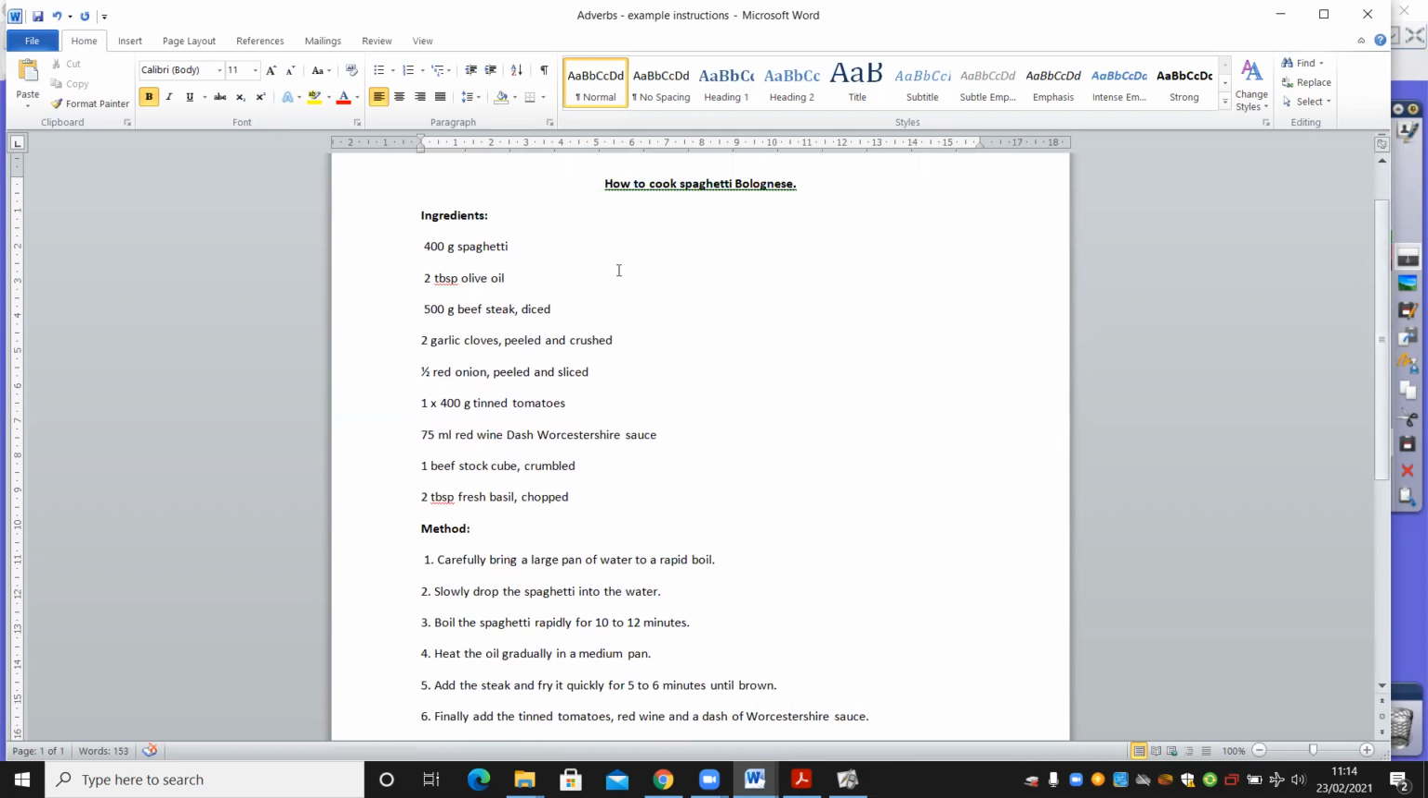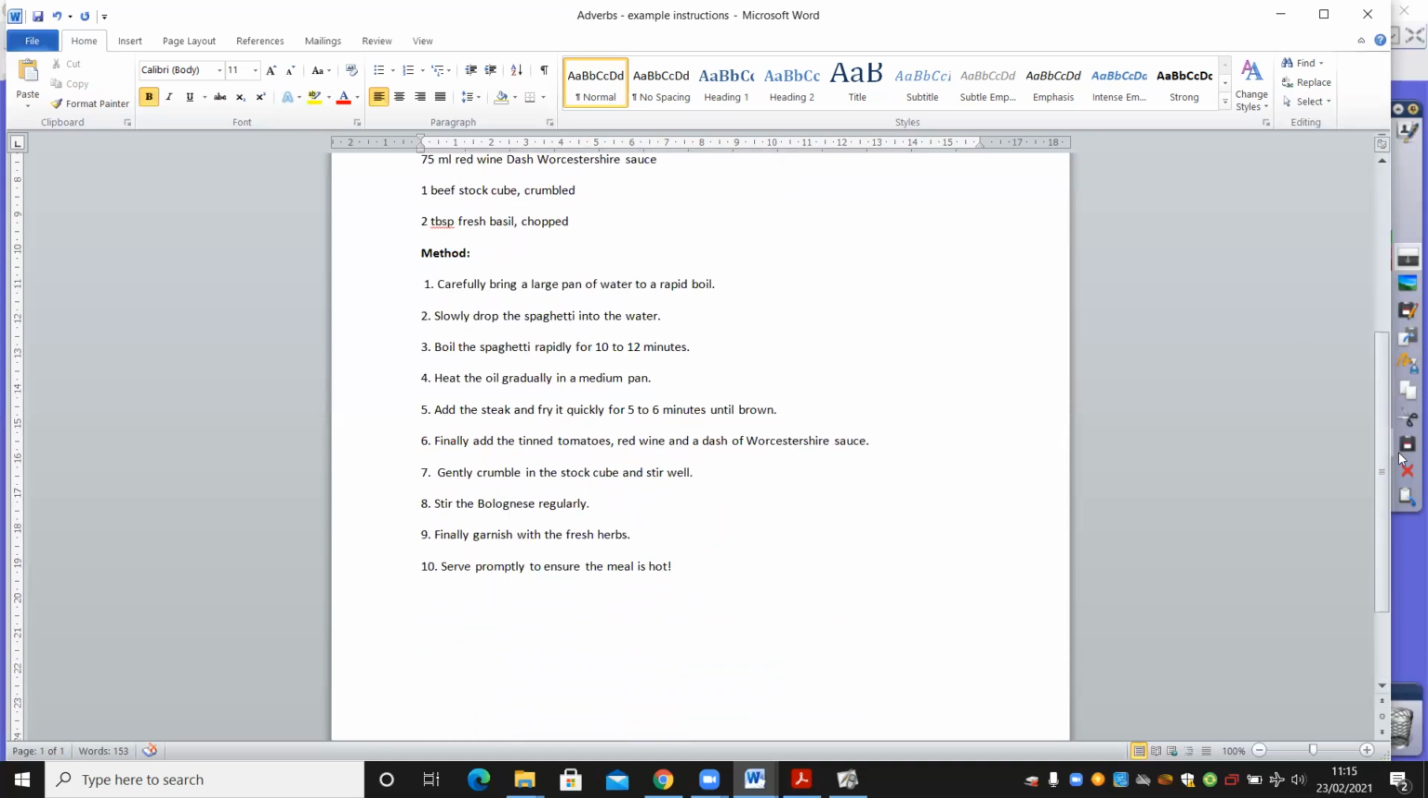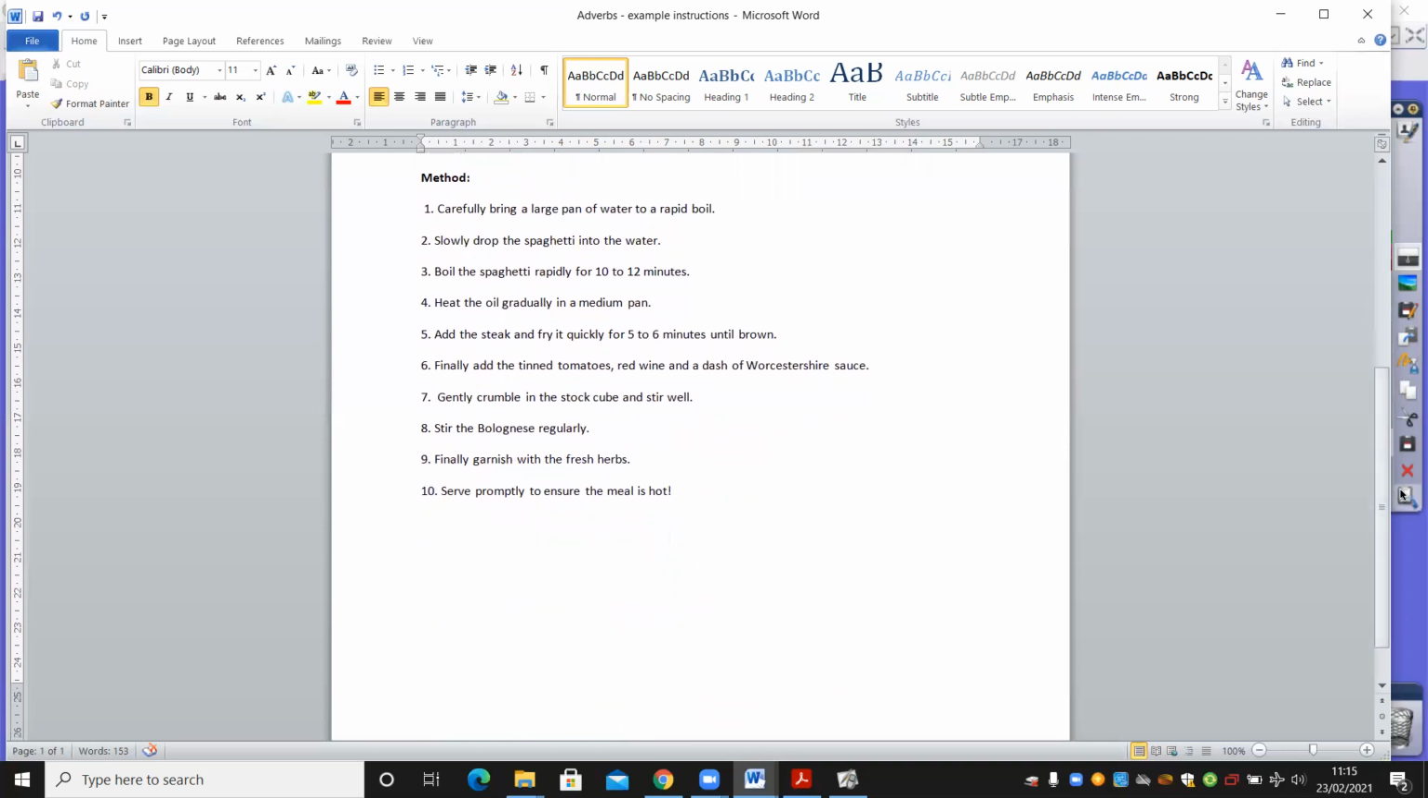Can you tell me which part of the instructions would we find all the imperative verbs in? Would we find all the imperative verbs in the ingredients or the method? That's right, we would find all the imperative verbs in the method part of the instructions. Well done. So now let's have a look at the method. Can we identify the verbs, the imperative or the bossy verbs?